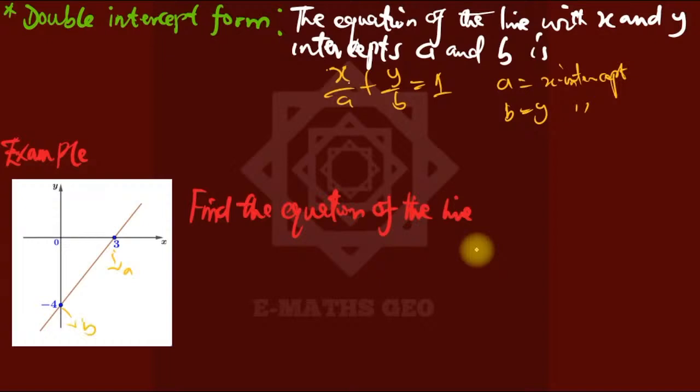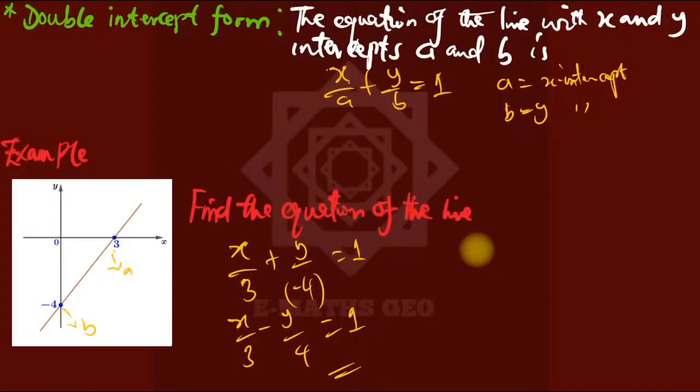So we are using it now. So the answer is, x over a is 3 and b is minus 4 equals 1. So we can write it as x over 3 minus y over 4 equals 1. Though we can still change it to slope intercept form. But since we are on double intercept, it will be left this way.